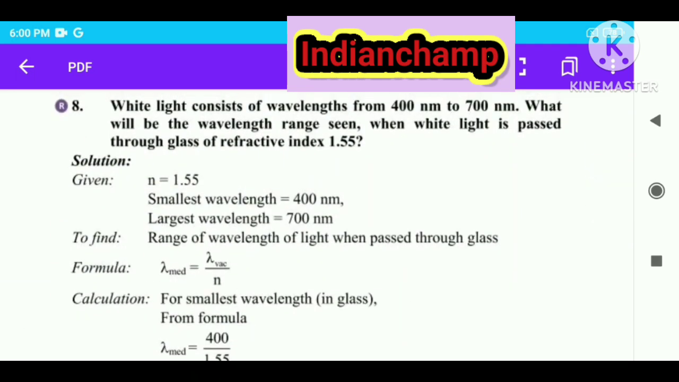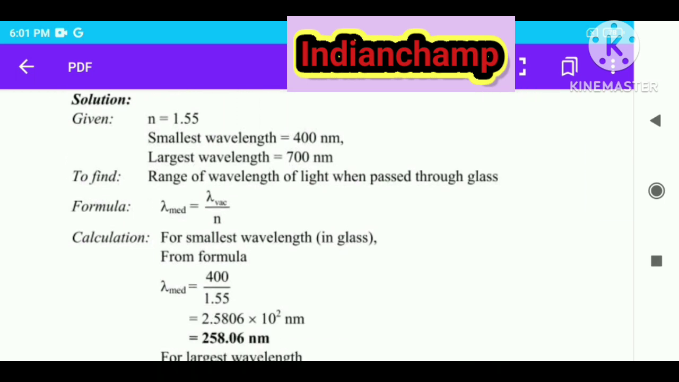Question number 8. White light consists of wavelengths from 400 nm to 700 nm. What will be the wavelength range when white light is passed through glass of refractive index 1.55? Solution: given n is equal to 1.55. Smallest wavelength is 400 nm, largest wavelength is 700 nm. To find the range of wavelength when passed through glass, the formula is lambda medium equal to lambda vacuum divided by n.